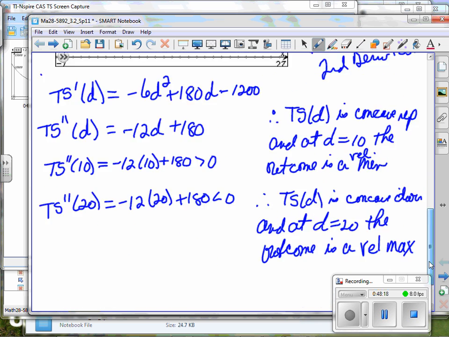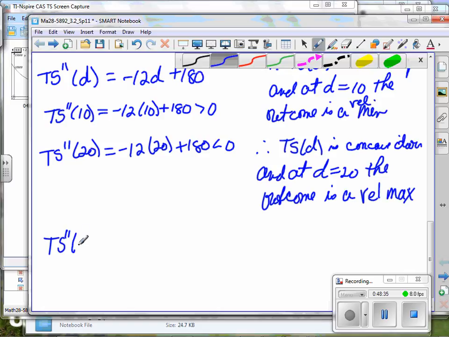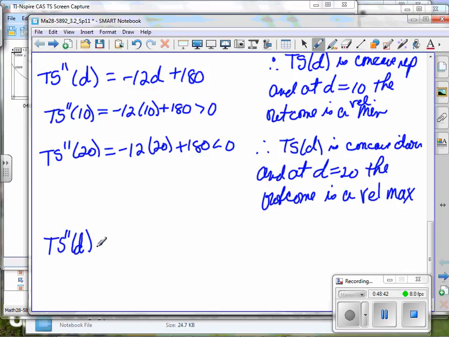Nicole, help us out. What did you guys talk about? We took the second derivative and made it equal to 0. Okay. And the reason you made it equal to 0 was because, to get from positive to negative, you have to go through 0. So yes. If I make that negative 12d plus 180 equal to 0, you found that d has a value of 15.